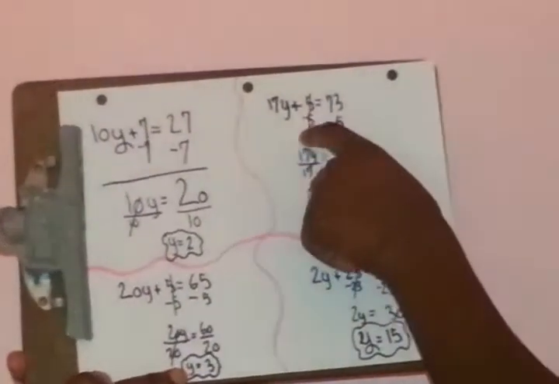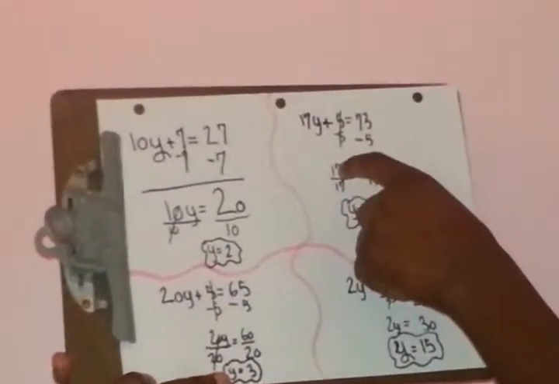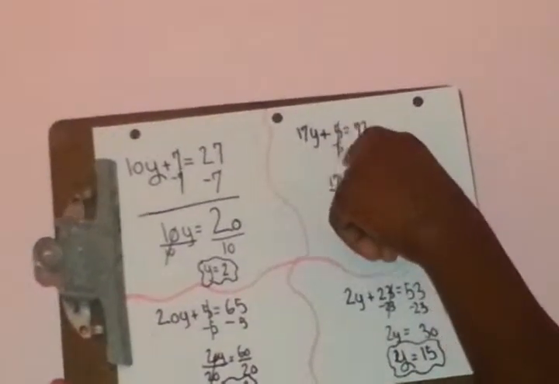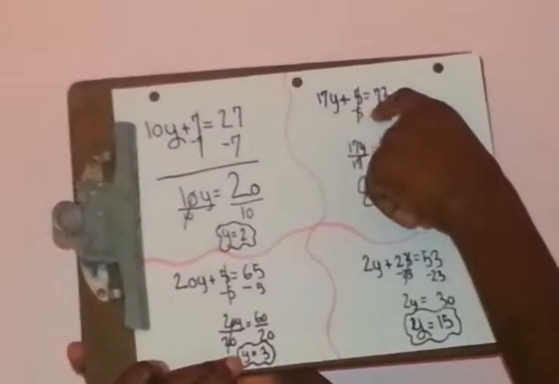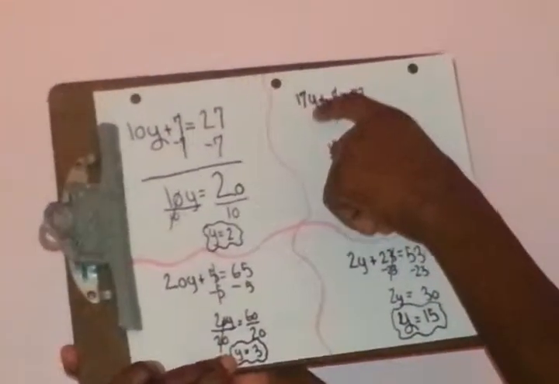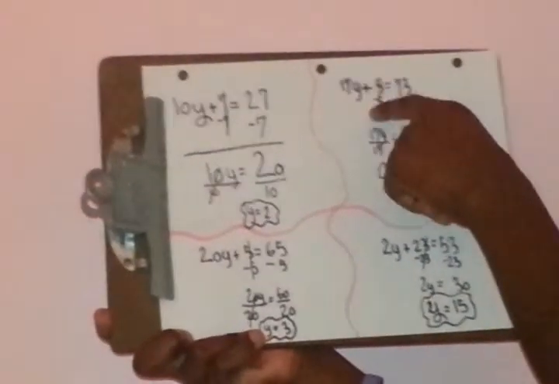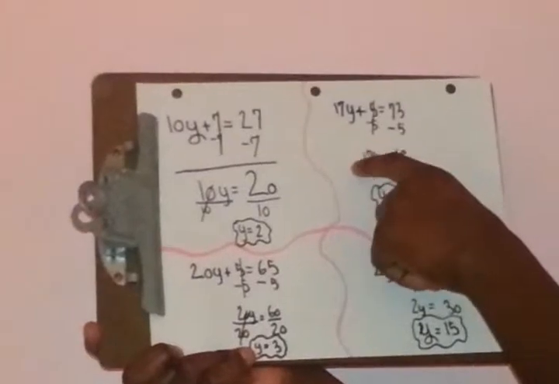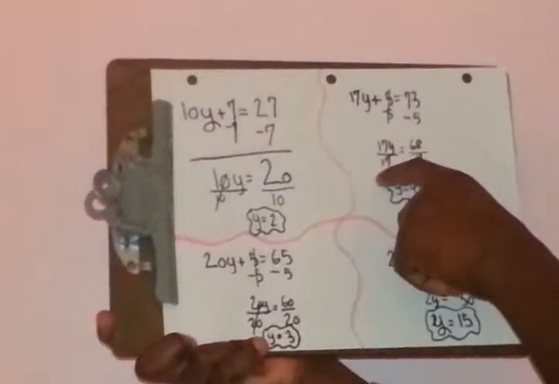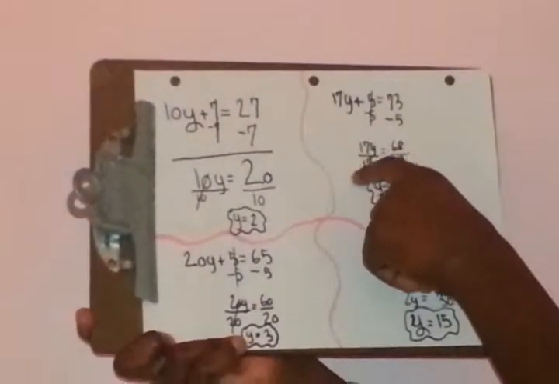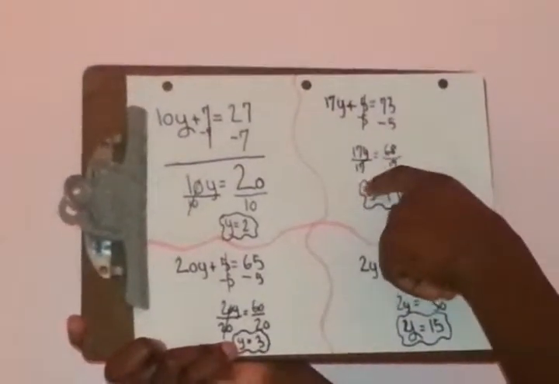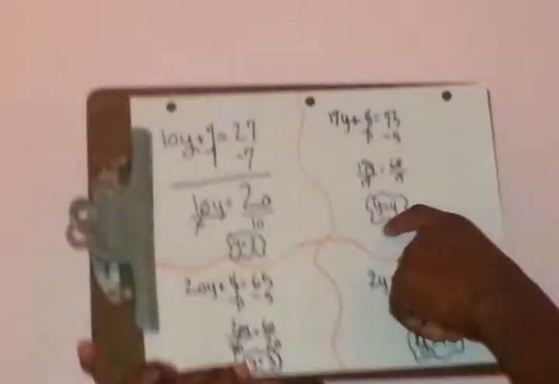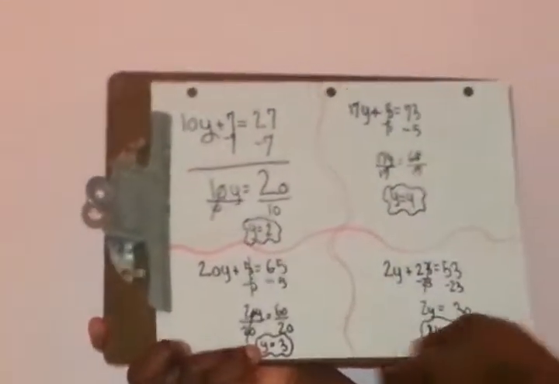Our next equation is 17y plus 5 equals 73. We would subtract 5 from both sides, and then that will leave you with 17y equal 68. Now you will have 17y equals 68. So you divide 17 by 17, and that will give you just a y. Now you divide 68 by 17, which equals 4.